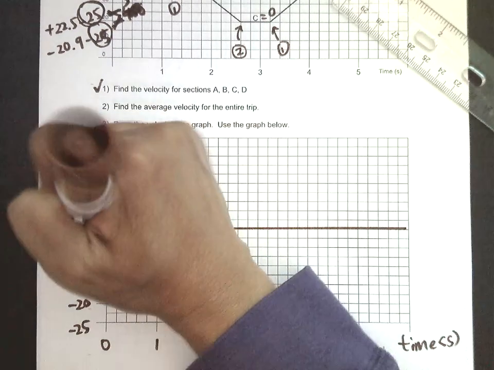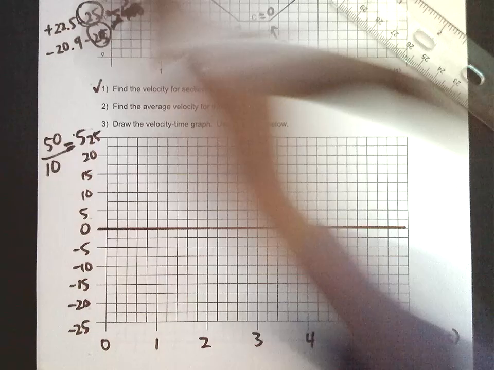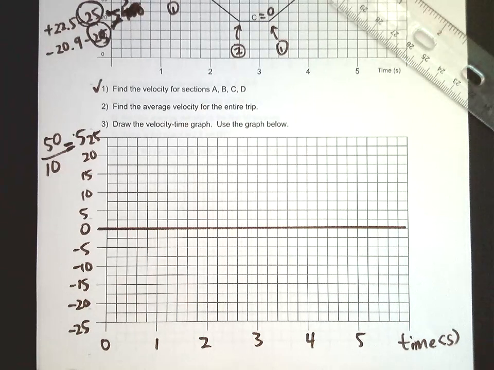Let's continue. 5, 10, 15, 20, 25. Oh, look, it fits perfectly. All right, and so that's how you pick the perfect graph. Okay, let's also label our graph.